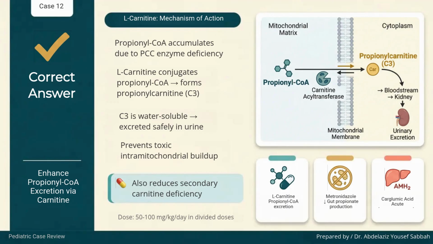The typical dose is 50 to 100 milligrams per kilogram per day in divided doses. The three key supplemental therapies in chronic propionic acidemia management are L-carnitine for propionyl coenzyme A excretion, metronidazole intermittently to decrease gut bacterial propionate production, and carglumic acid for acute hyperammonemia episodes.